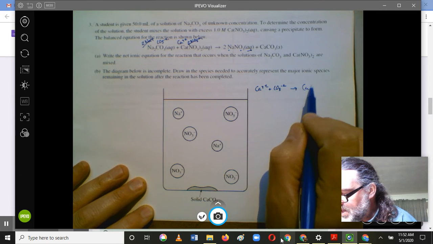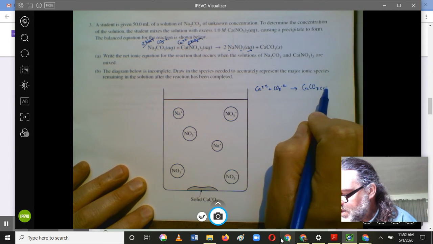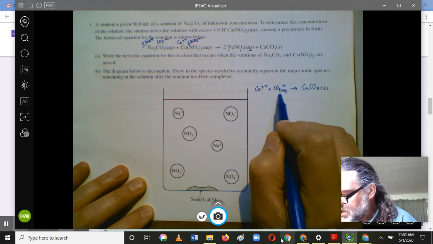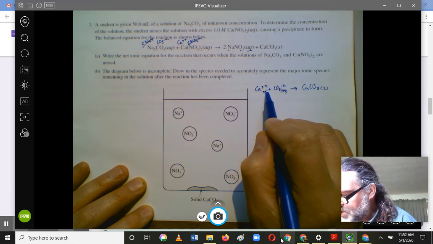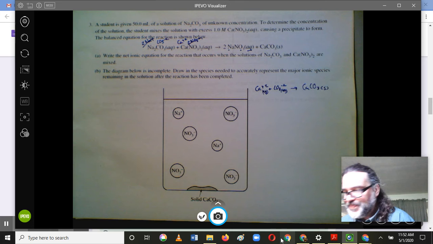Your net ionic equation would be the calcium 2+ plus the CO3 2-, and it would form the solid CaCO3. These obviously are aqueous. That's how you do question 1. I bet you that's a 1-point question.